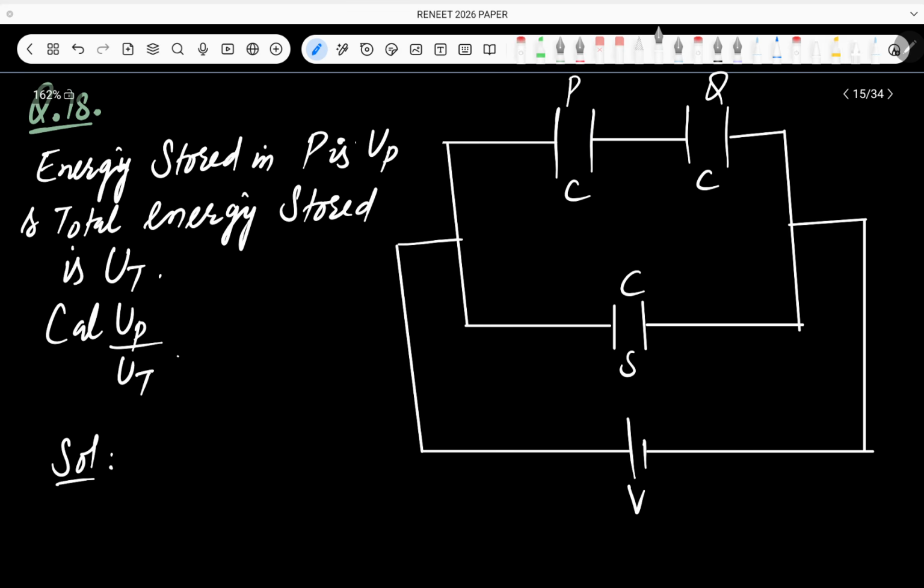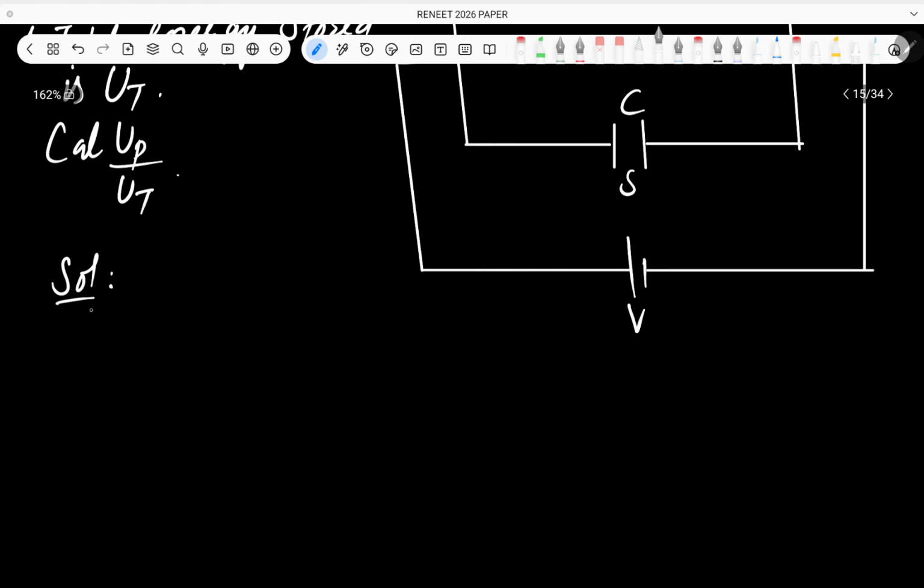So first and foremost, let's try to calculate the total capacitance. What will be the C equivalent?